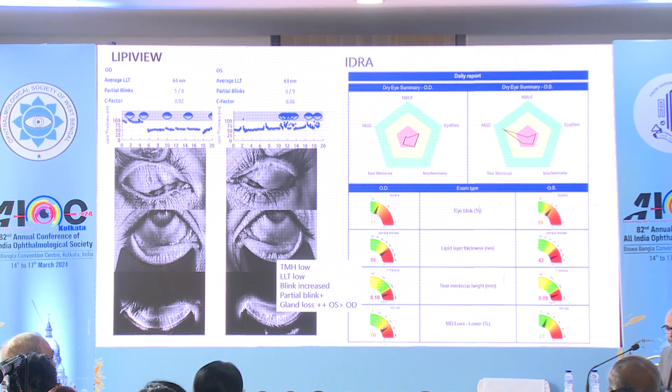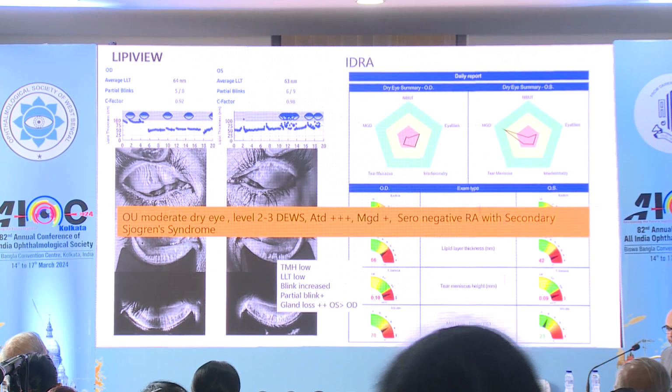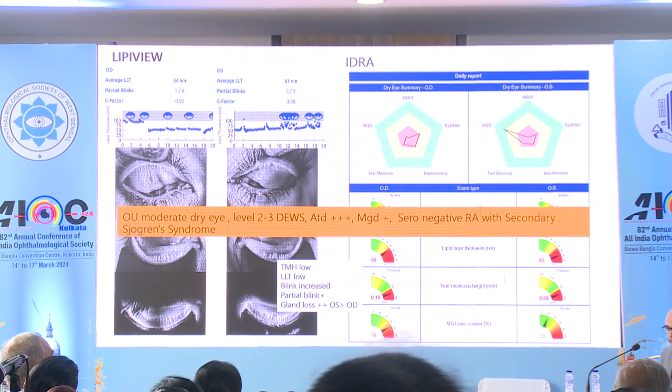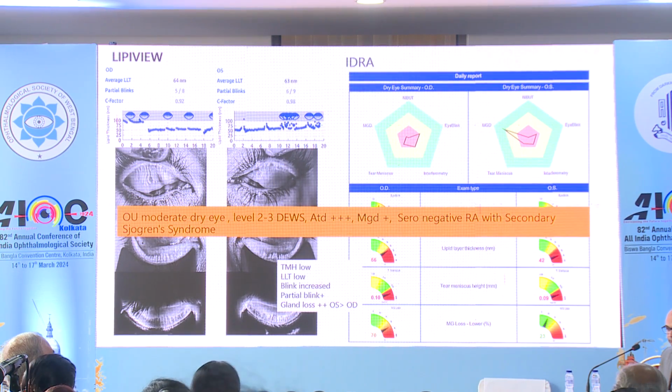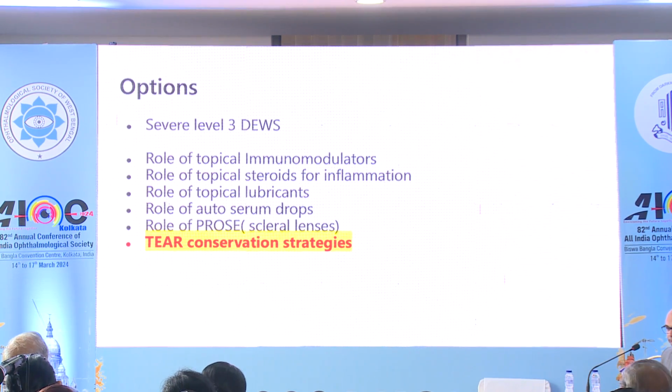It's not that a pure ATD component is there. So this was diagnosed as a level 3 dry eye, significant ATD with MGD. Blood tests were negative, but the rheumatological consult revealed it to be a negative RA, and this patient was then started on medications for her RA and also underwent tear conservation strategy in terms of a punctal cautery.